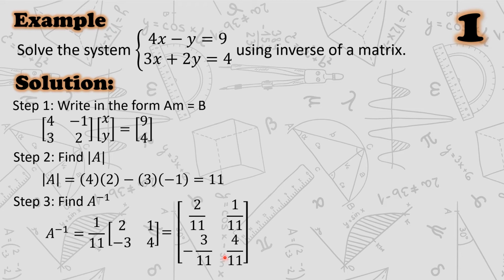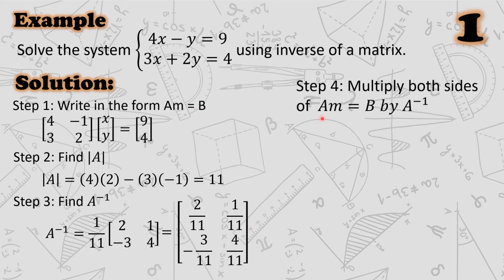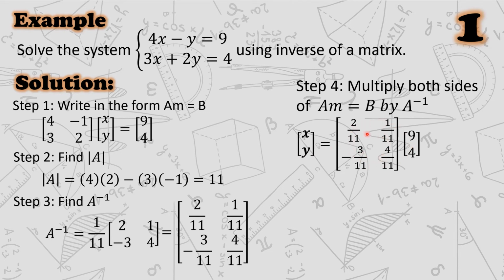This time, we're going to multiply both sides of AM equals B by the inverse of A. Then we'll have AM times inverse of A equals B times inverse of A. Or we can just follow the formula. That will result to the variable matrix XY is equal to the inverse of A times the constant matrix 9, 4.